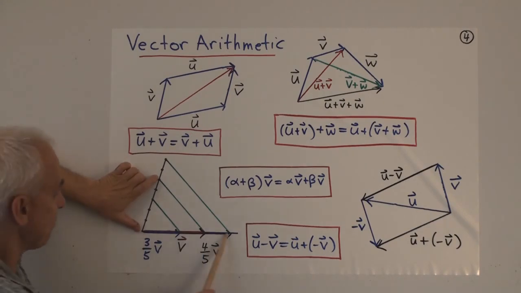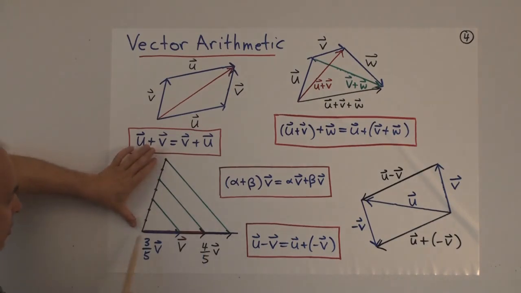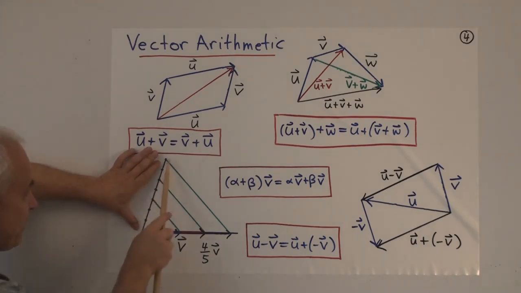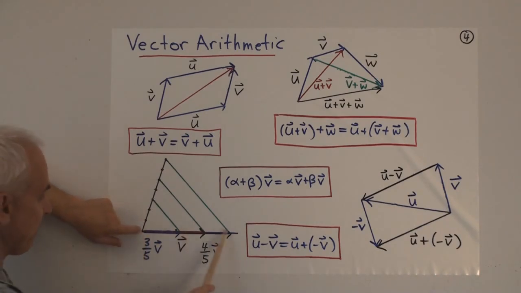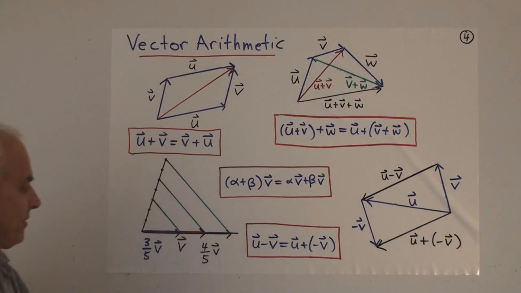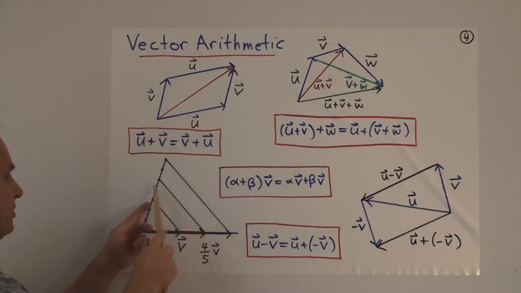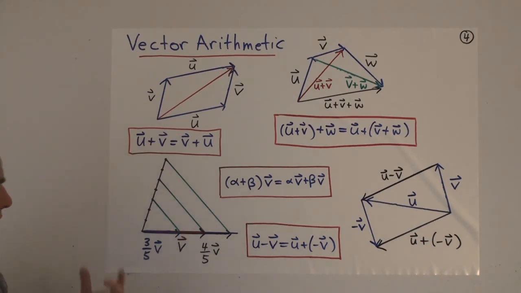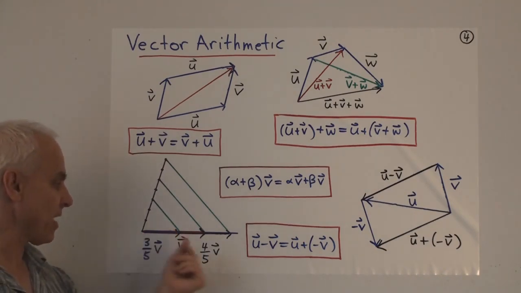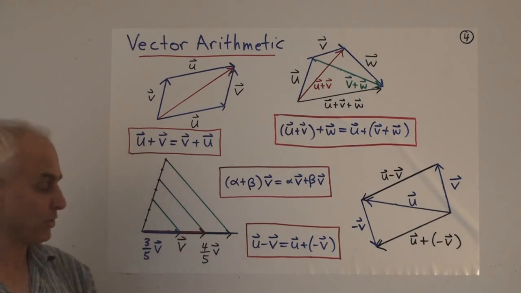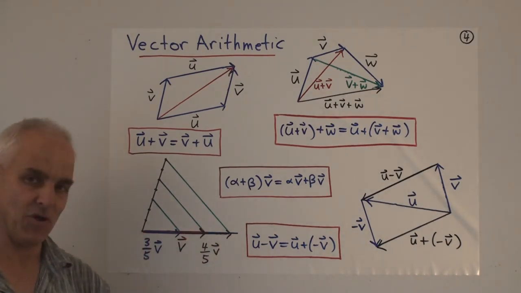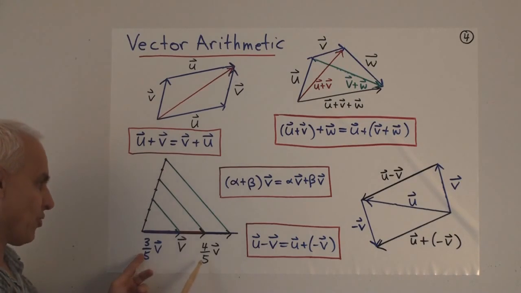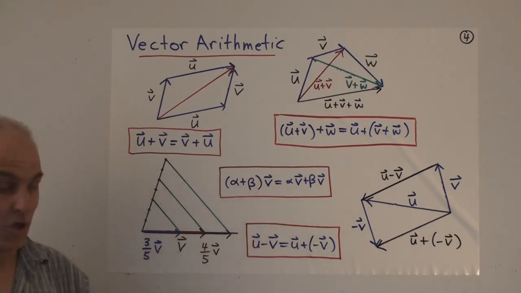Okay. What is this big vector here? Well, that's when we go all the way from here to here. So there's altogether 7 steps. So it's 7/5 of v. So this big vector is 7/5 of v. And what is this vector from here to here? Well, that corresponds to 4 steps. That's 4/5 of v. So this shows us that 3/5 of v plus 4/5 of v is equal to 7/5 of v. So exactly this kind of distributive law.